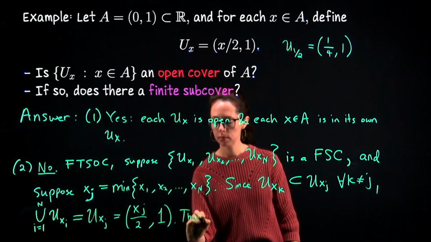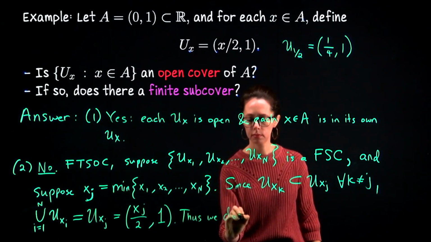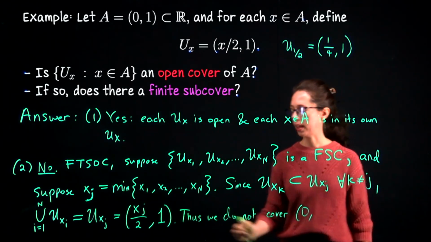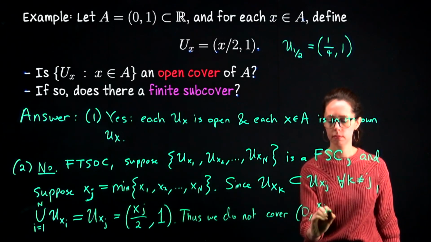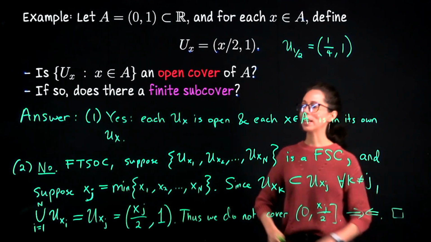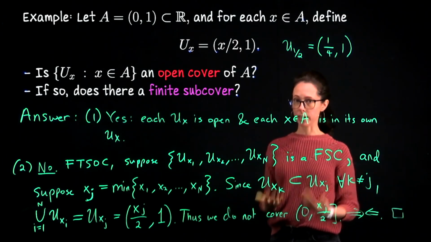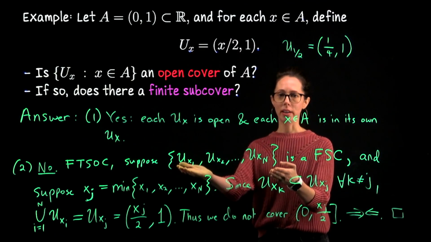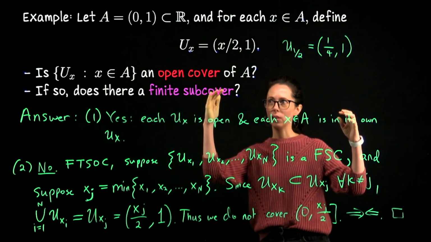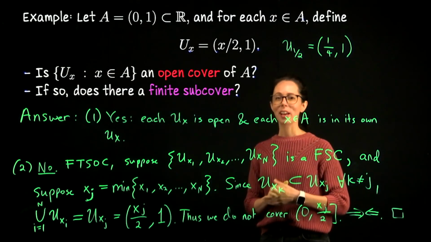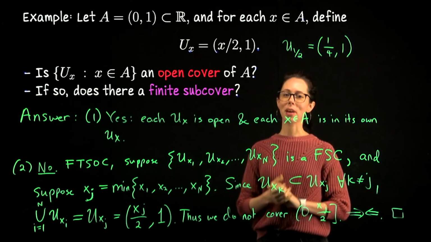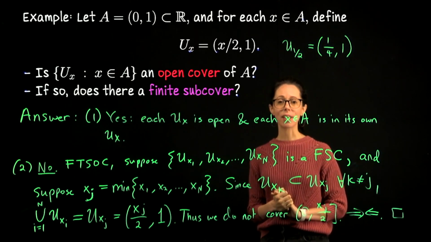Thus, we do not cover anything between 0 and xj over 2. All right, so this is often the strategy when you know that there is no finite subcover, is to imagine that there is one and then show that it fails. In this case, we just can't approach 0 with only finitely many of these sets. I hope you have a good feel now for what it means to pass from an open cover to a finite subcover, because that's going to be the key notion behind the definition of a compact set.